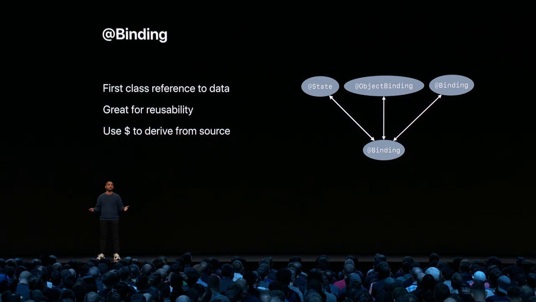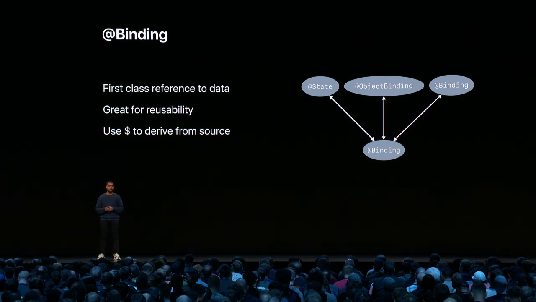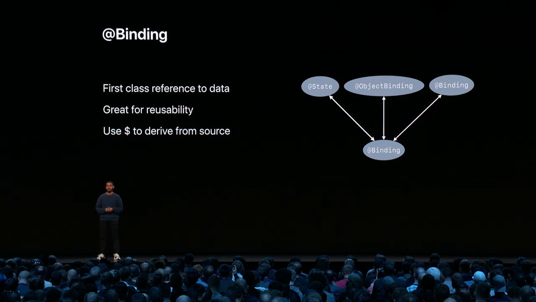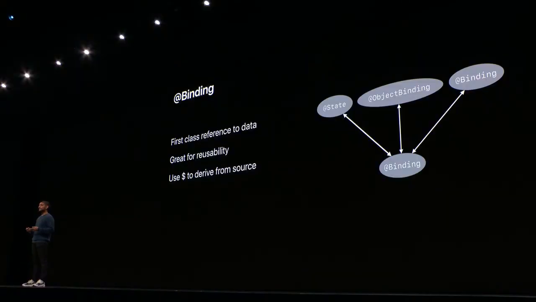As Luca told you earlier, a binding is a first-class reference to data. It allows your components to read and write a value without owning it. And this makes it great for reusability. In fact, you can get a binding to many different representations of data. We showed you today how to get a binding to state, but you can also get a binding to an object binding. In fact, you can get a binding to another binding as well. All you need to do is use the $ prefix as we showed you earlier. It allows you to derive a binding from another one of these tools.